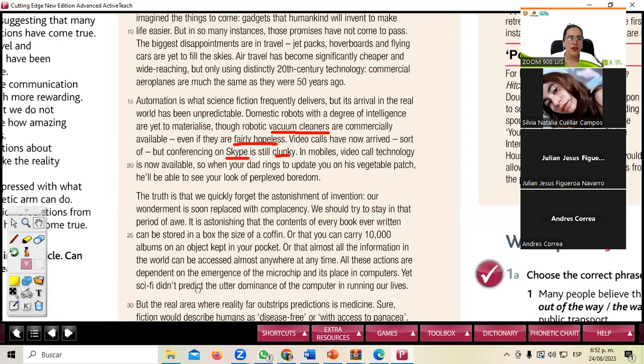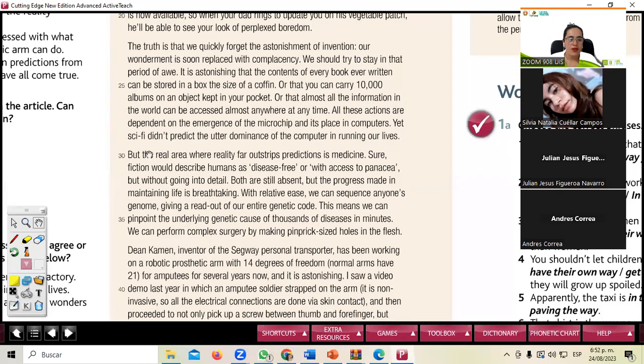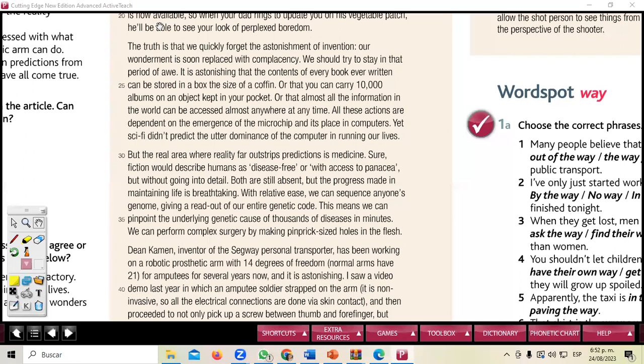Number 5, paragraph 5. But the real area where reality far outstrips prediction is medicine. Sci-fi will describe humans as deathless, free, or with access to panacea, but without going into detail. Both are still absent, but the progress made in maintaining life is breathtaking.